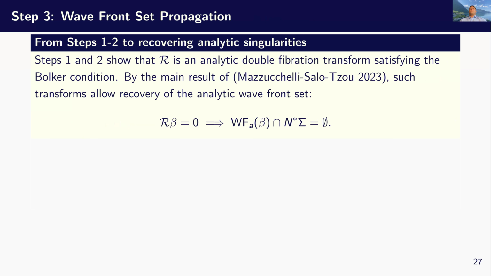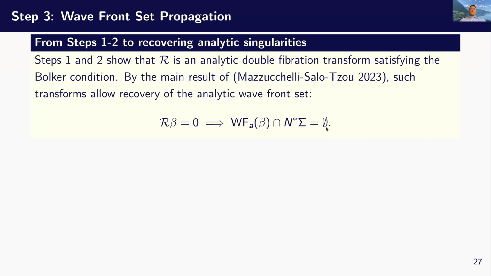Okay, to go forward, we use this nice paper by Marco Mazzucchelli, Mikko Salo, and Leo Tzou a few years back, which says that if you have an analytic double fibration transformation satisfying the Bolker condition, then it allows you to recover the analytic wavefront set in the following form. So if the transformation of a function beta is 0, it follows that the analytic wavefront set of beta intersected with the normal bundle of the minimal surface in our case is the empty set.